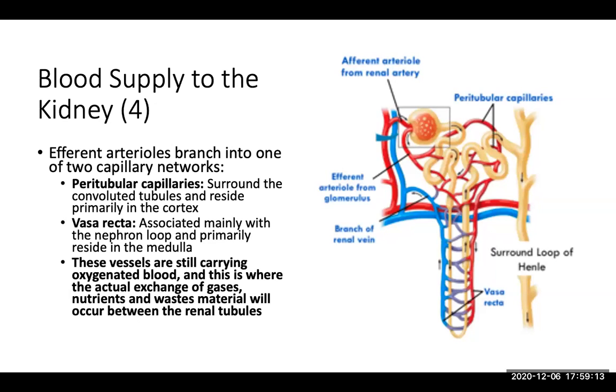The efferent arterioles will branch into one of two capillary networks. The peritubular capillaries surround the convoluted tubules and reside primarily in the cortex, and the vasa recta is associated mainly with the nephron loop and primarily resides in the medulla. These vessels are still carrying oxygenated blood, and this is where the actual exchange of gases, nutrients, and waste material will occur between the renal tubules.